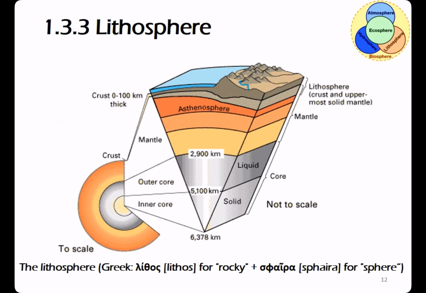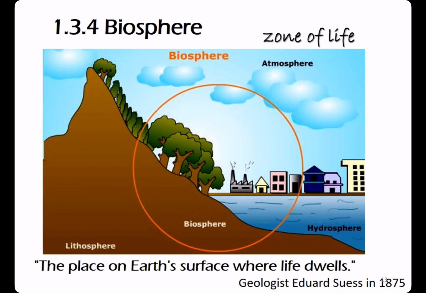Next, we enter into lithosphere. The word litho means rock, so lithosphere means rock sphere. The outermost shell of Earth is crust, then mantle, and then outer core, followed by inner core. The lithosphere is made up by crust and uppermost solid mantle. Biosphere is the place on Earth's surface where life dwells. So biosphere is the zone of life.